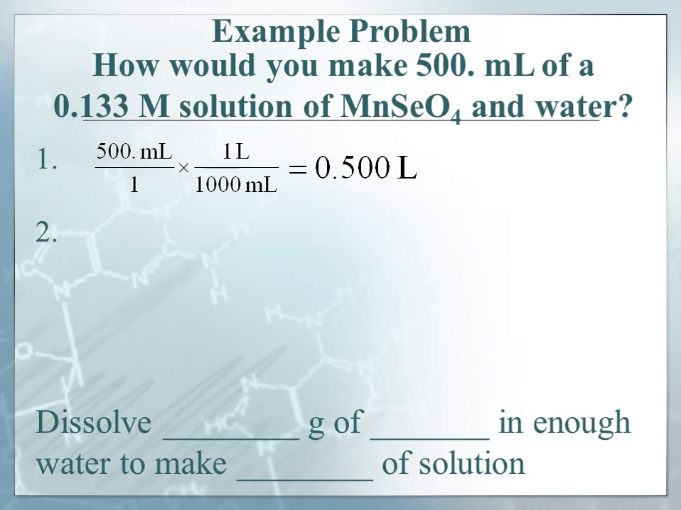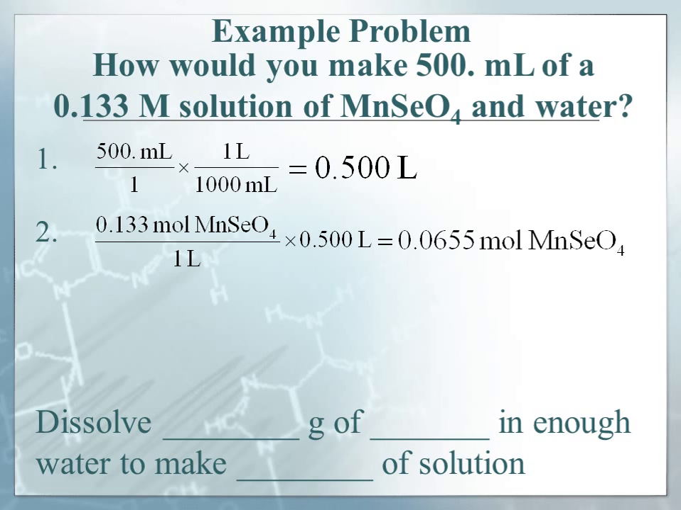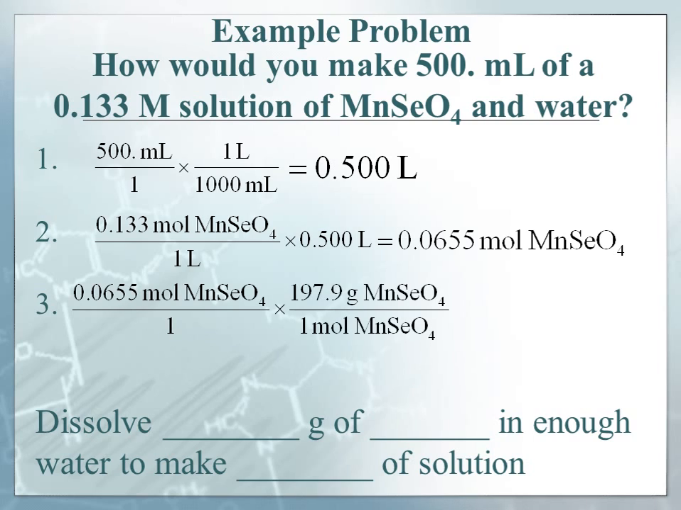The second step is to take this volume and multiply it by the concentration of our solution, the 0.133 molar MnSeO4, and when we complete this product, we find that we need 0.0655 moles of MnSeO4. Using the molar mass of MnSeO4, we can then convert this quantity into grams so that we know how much of the material we need to measure out on the balance. And we should come up with 13.0 grams of MnSeO4.